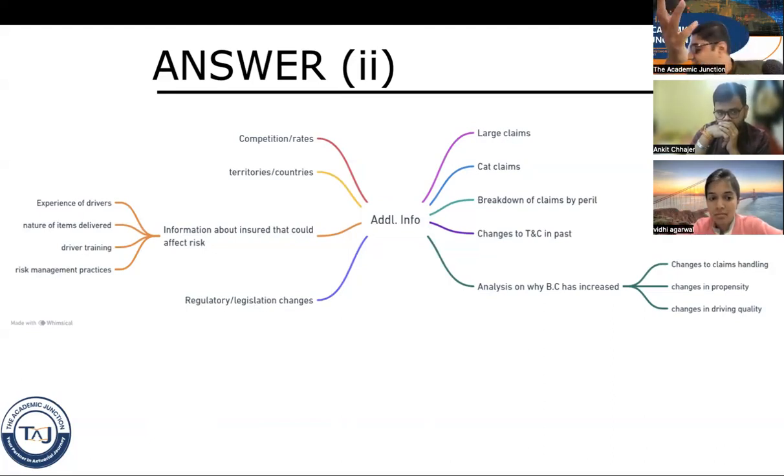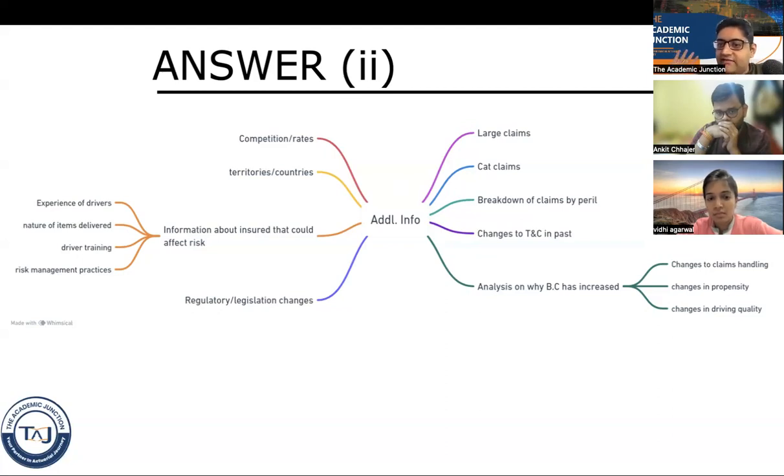Breakdown of claims by peril. Somebody had mentioned claims breakdown, right? That's a good point, right? Then there is changes in terms and conditions. Understand whether there have been changes in the terms and conditions. And analyze why the burning cost has increased. Is it because of a change in claims handling? Is it because of change in propensity? Is it because of a change in driving quality? Understand all those factors, right?